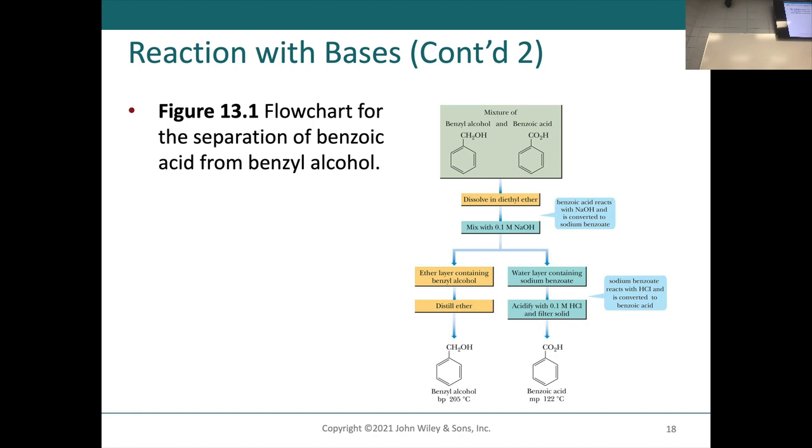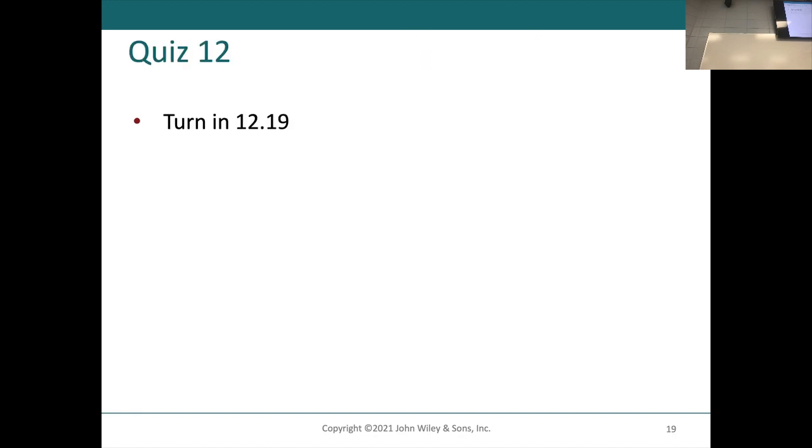And now I can separate the two very easily. I just separate the water from the ether, right? And then I take that water layer and I just reacidify it with a strong acid like hydrochloric acid, and the benzoic acid will precipitate out as a solid, and I'll filter it off, and I've got my pure compounds. So you can use the acid-base properties to do this type of stuff very, very easily.